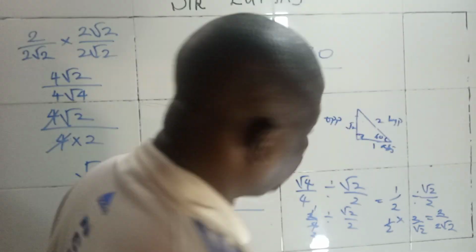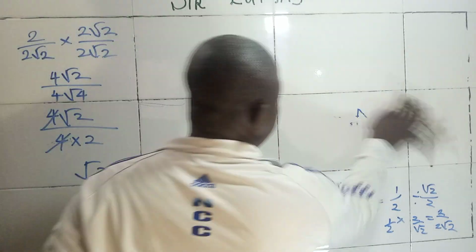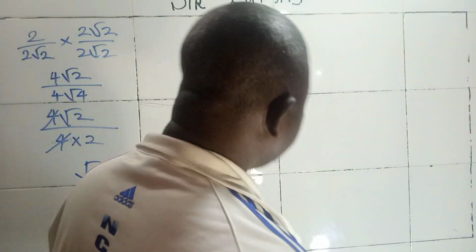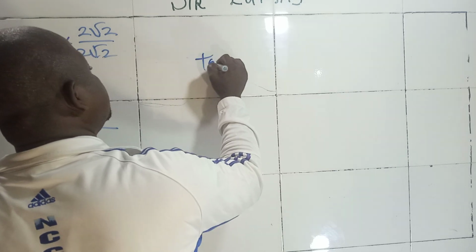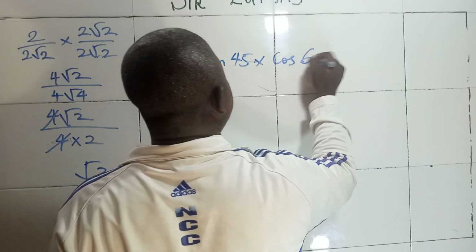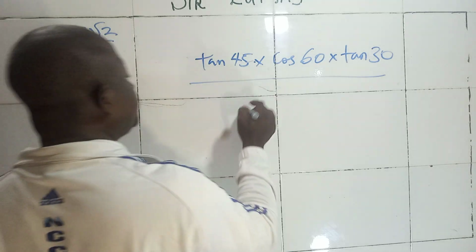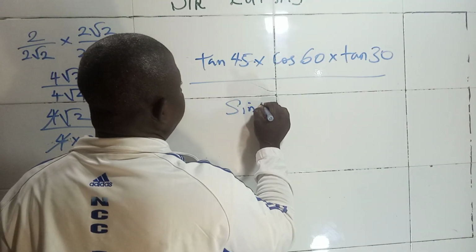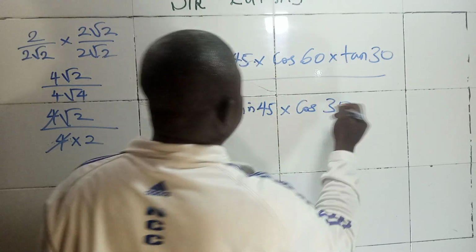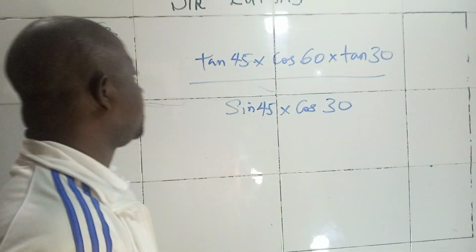So I want to give us just one to solve at home. Just try, lay your hands on it. Don't copy anybody or ask anybody. Just try, brainstorm. Try and solve tan 45 times cos 60 times tan 30 all over sine 45 times cos 30. Just lay your hands on that one. Try and solve it. You can send the answer to my box.